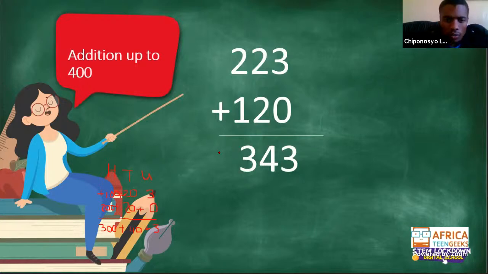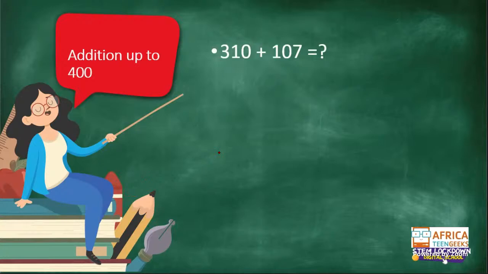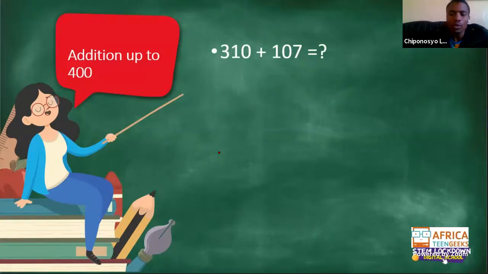Let us go to the next one. I hope you guys wrote this down if you did not get it right. Let us add this one, which is 310 plus 107. I'm going to give you 1 minute to do it. 310 plus 107. 1 minute starts now.